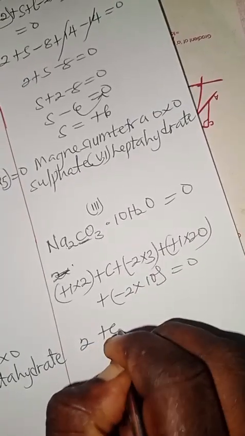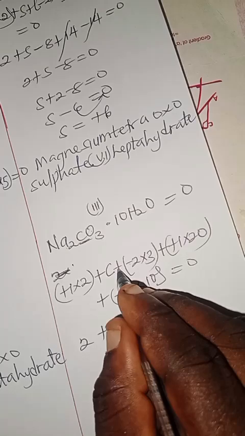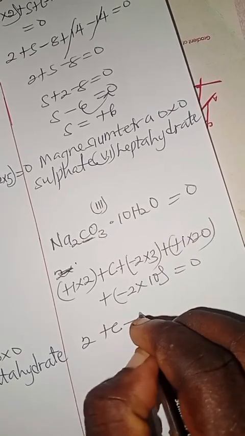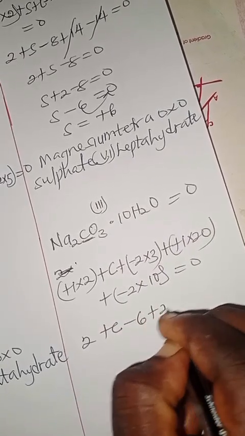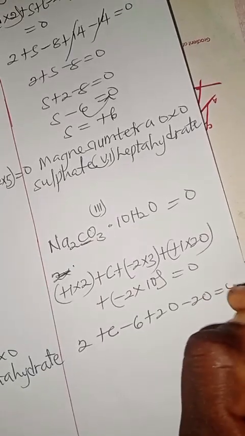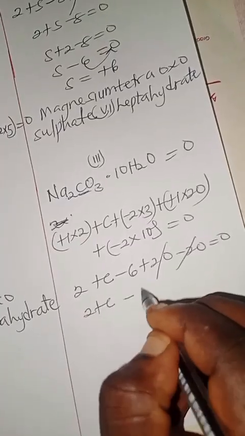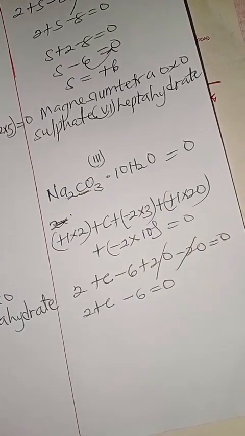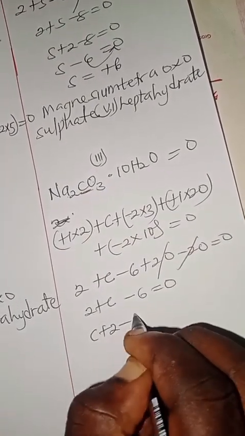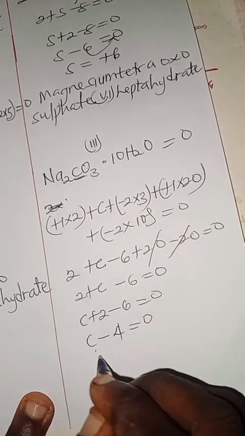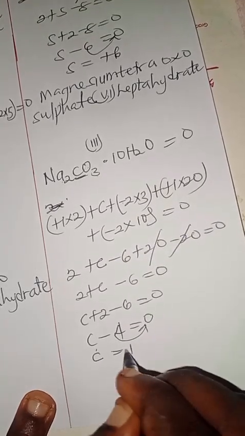So 2 plus x, minus 6, plus 20 minus 20 is equal to 0. This cancels. Here you have 2 plus x minus 6 is equal to 0. So x minus 4 is equal to 0. 2 minus 6 gives us minus 4. Then we can continue, x, because we transfer this one here, plus 4.